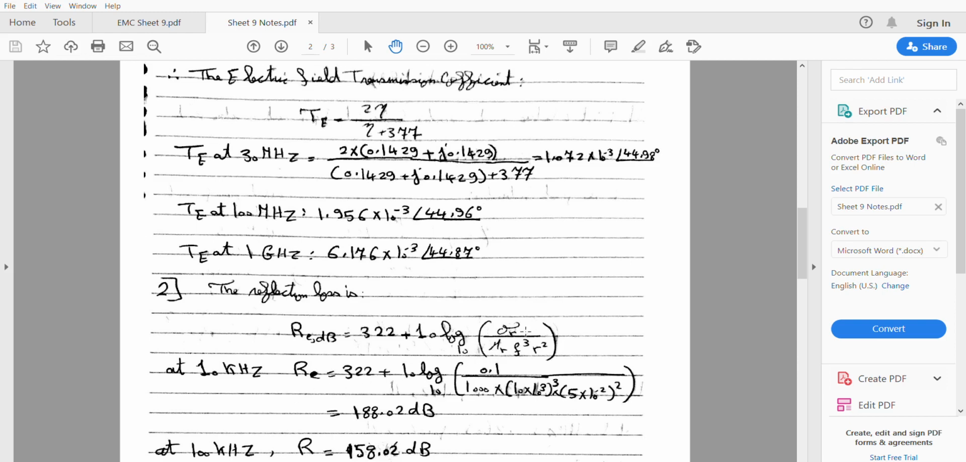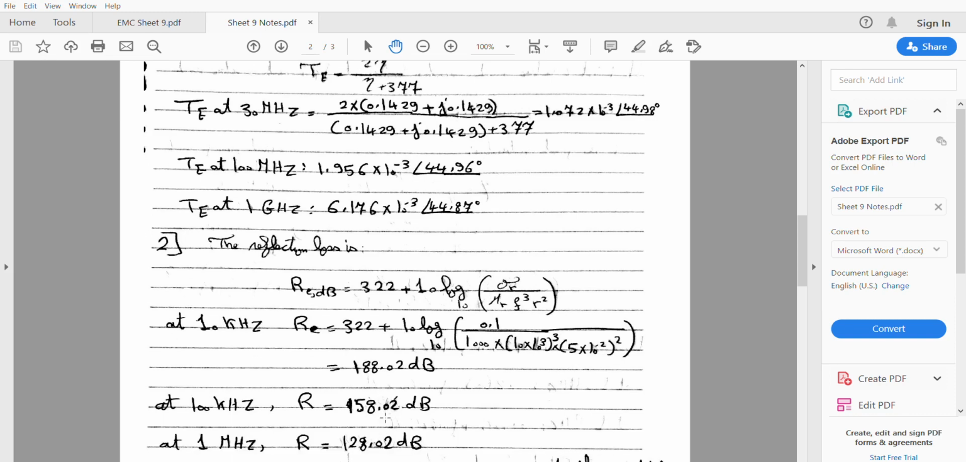So from the above we knew that sigma, or conductivity of steel, is equal to 0.1 and mu r is equal to 1000. So by substituting its values, and the frequency is equal to 10 kHz, so we convert it here to hertz, 10 times 10 power 3, and the r is equal to 5 cm. We substitute it by 5 times 10 power negative 2 in order to convert it to meter. Then easily we can get the value of reflection loss, which is equal to 188.02 dB at 10 kHz.